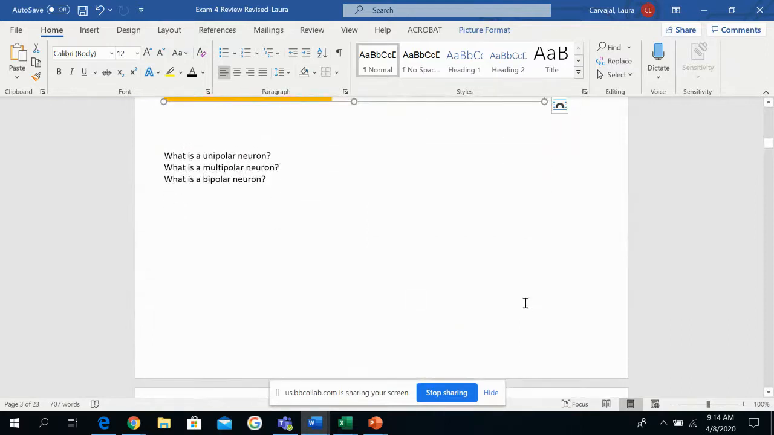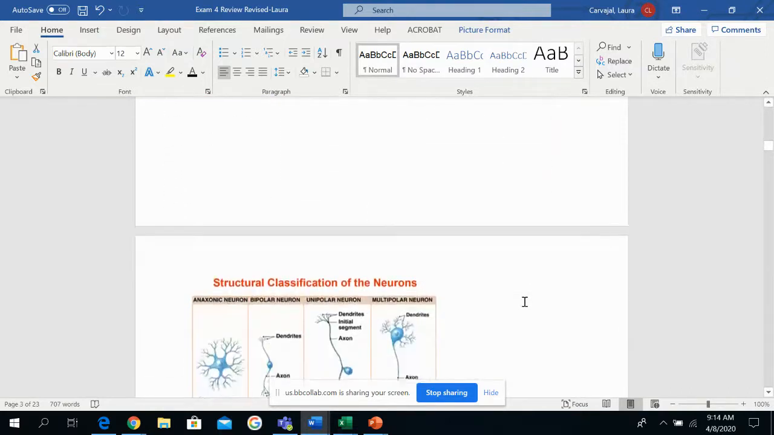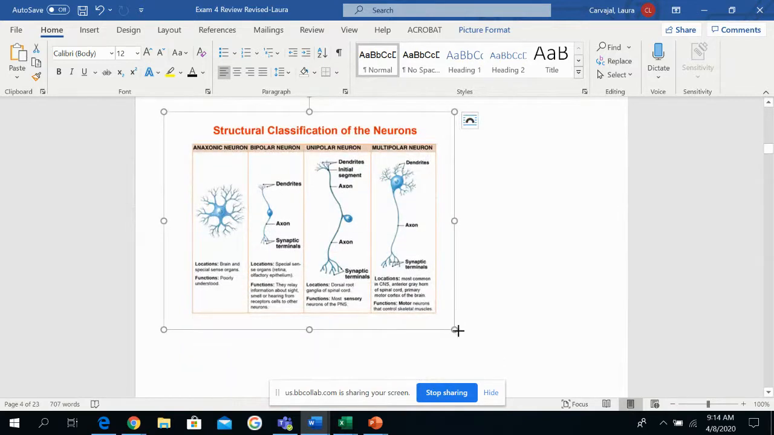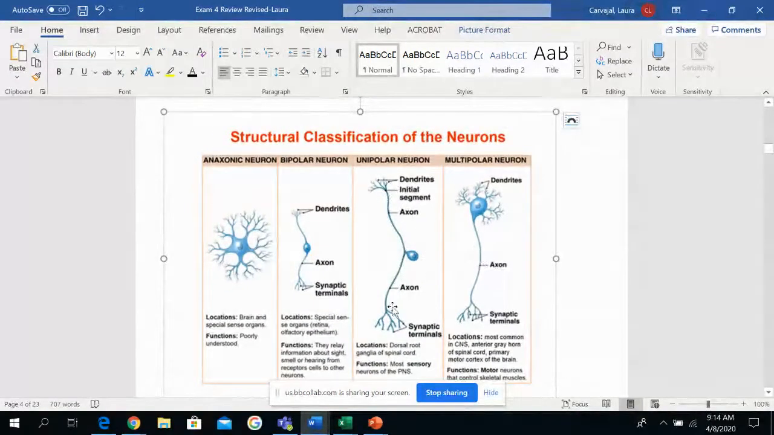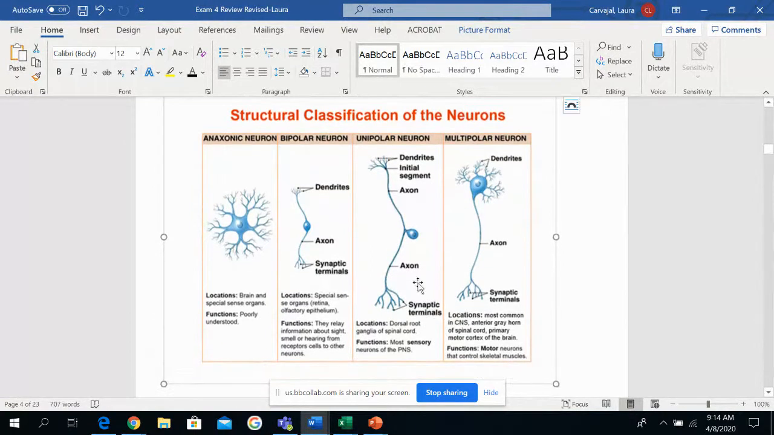Okay, so what is a unipolar, multipolar, and bipolar neuron? Basically, neurons have different branches depending on their location. A unipolar neuron is basically a neuron that has dendrites, its axon, the cell body, and the synaptic terminals all spread out, unlike this one that we're used to. It's found in the PNS because basically what it's doing is sending that signal. Oh, question.